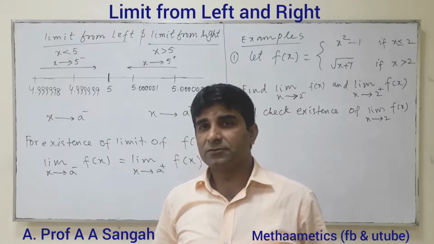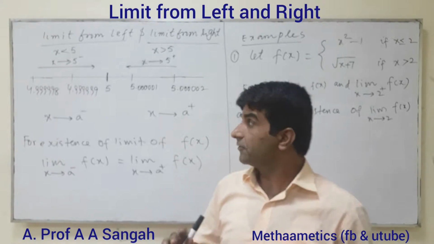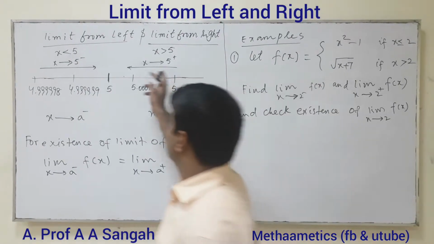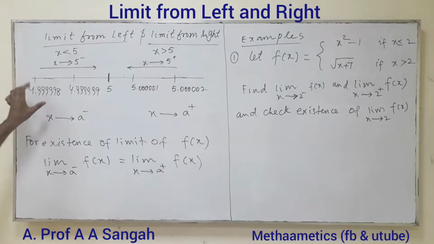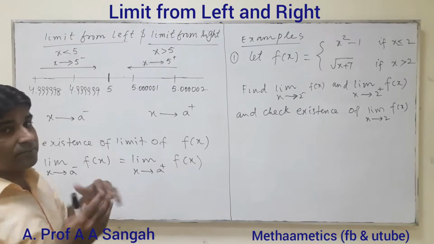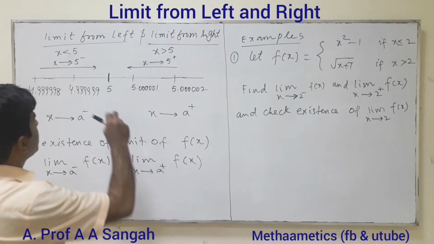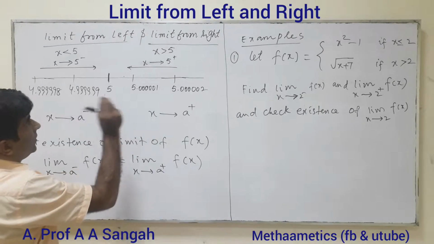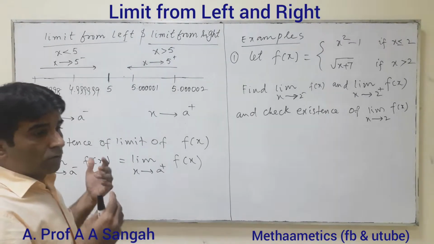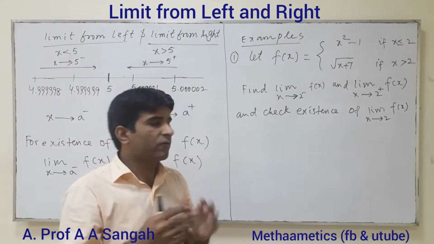In this lecture, we will discuss left hand and right hand limit. In the previous example, we already discussed limit, as well as the meaning of x tends to a. What is the meaning of x tends to a? Actually, it means the value of x comes closer and closer to the value of a.